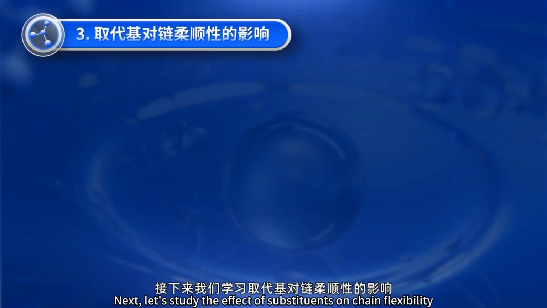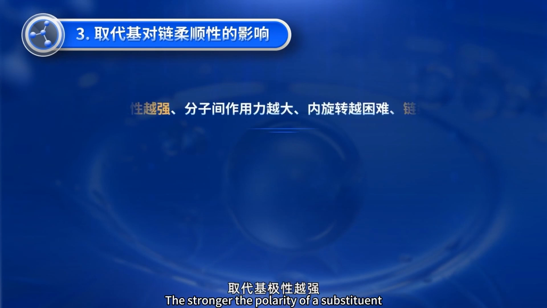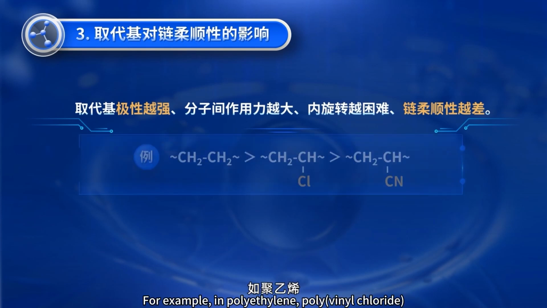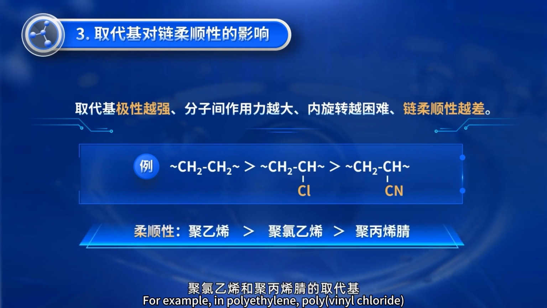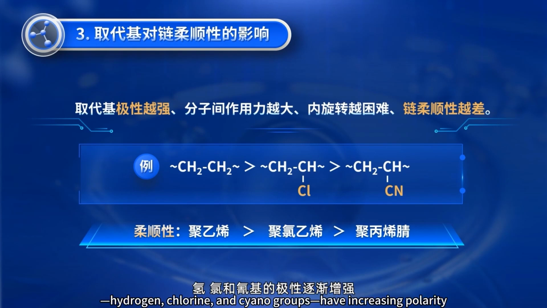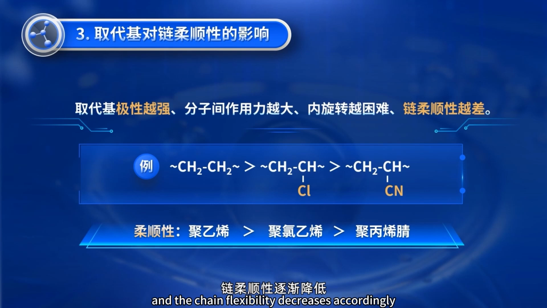Next, let's study the effect of substituents on chain flexibility. The stronger the polarity of a substituent, the greater the intermolecular forces, making internal rotation more difficult and reducing chain flexibility. For example, in polyethylene, polyvinyl chloride, and polyacrylonitrile, the substituents, hydrogen, chlorine, and cyano groups, have increasing polarity, and the chain flexibility decreases accordingly.